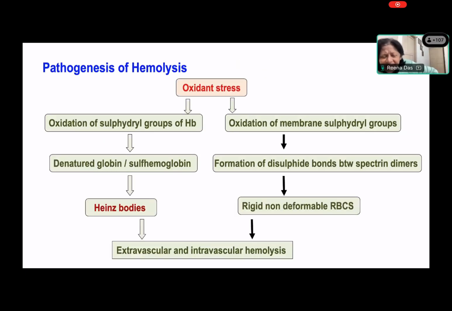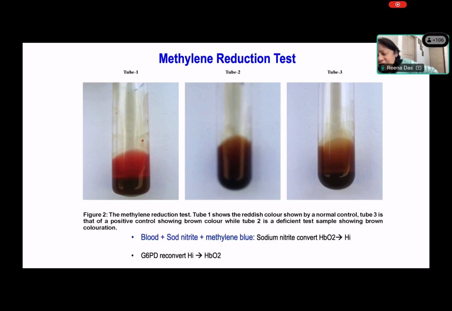So this is just giving the pathogenesis of the hemolysis. Basically there's an oxidant stress. You get the production of denatured hemoglobin, denatured globin or sulfhemoglobin which binds to the surface membrane, and it gives rise to production of Heinz bodies, and then you get both extravascular as well as intravascular hemolysis, right? And these are the various tests. I think Dr. Sunita had very nicely described these tests also, that this is the common test which is done.